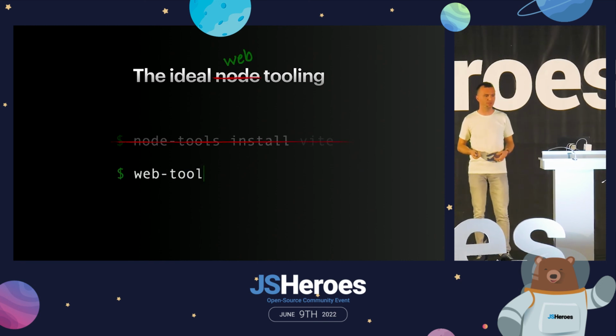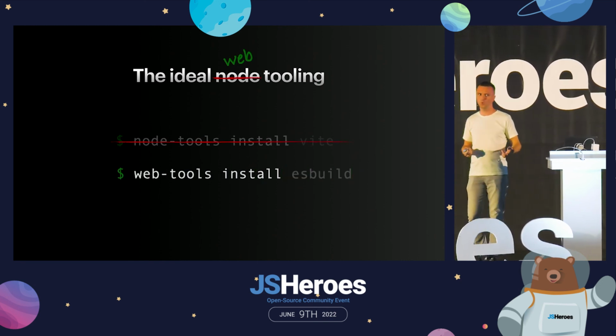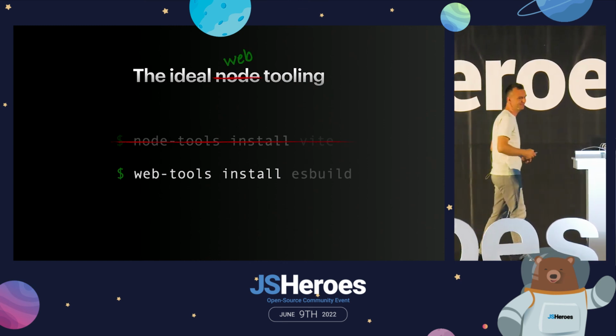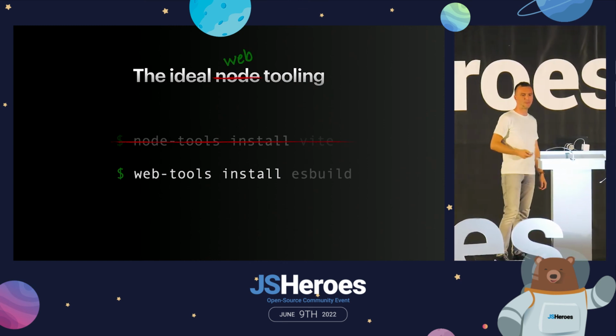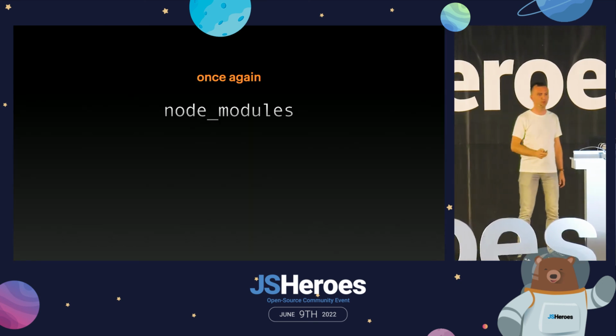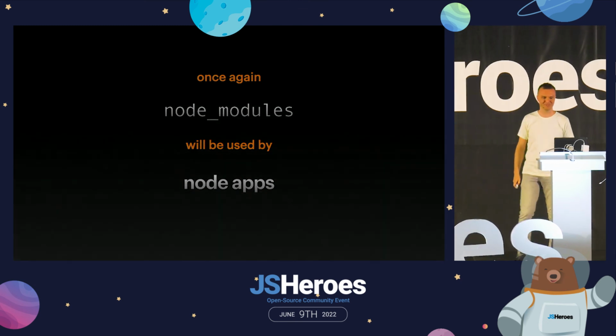And even better, what if we have web tools installed? Because ESBuild is written in Go, and we have this trend now that all the new and cool tools are written in other languages like Rust and Go. And that would be nice. And once again, node modules will be used by Node apps. And thank you. That's my talk.